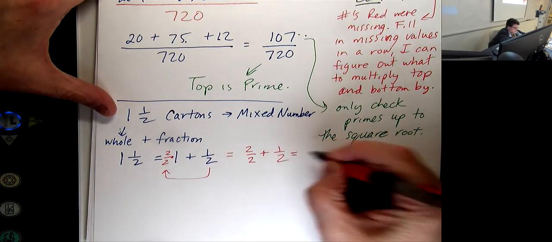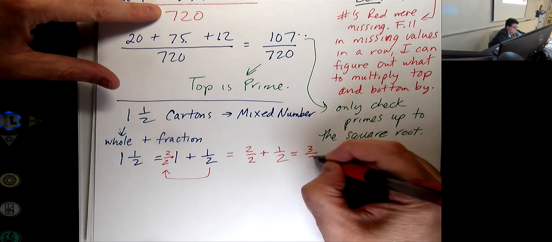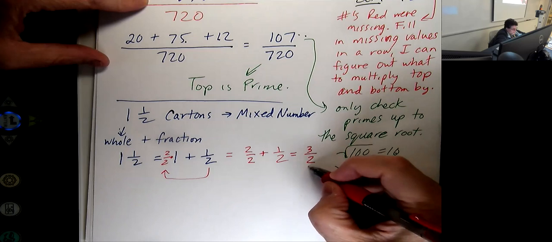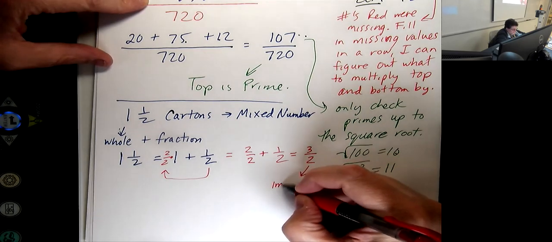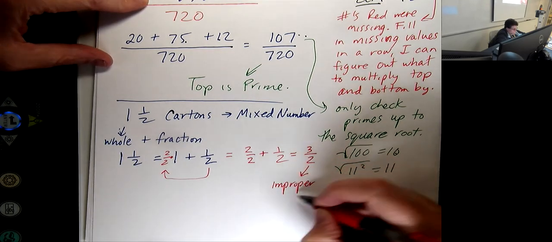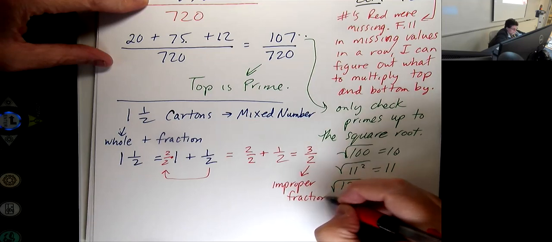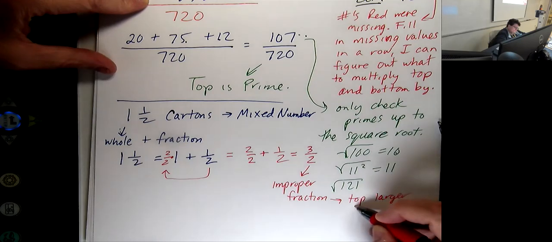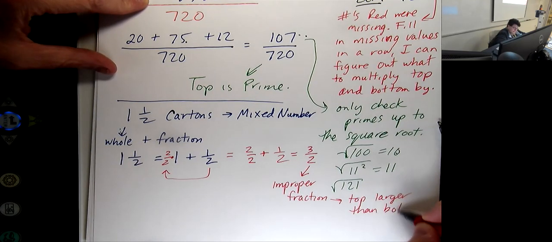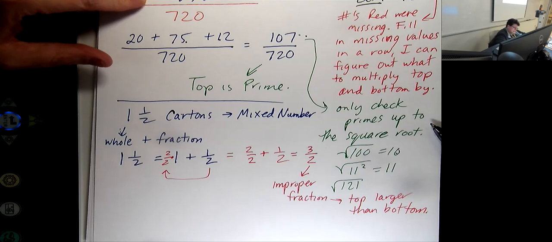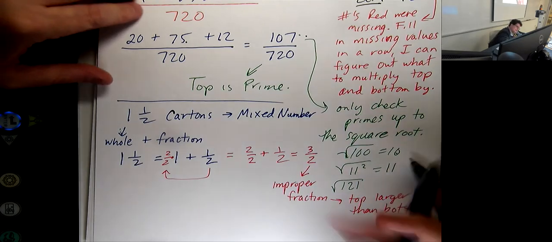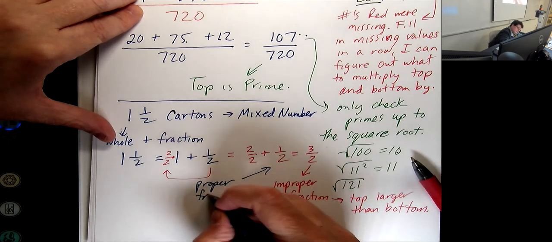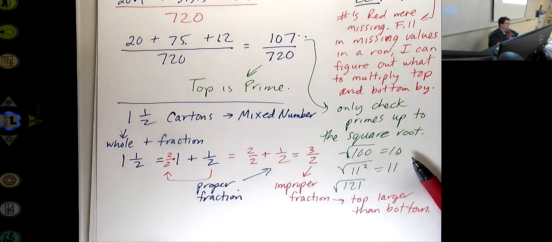And now I can do what we were saying earlier, add up the tops, leaving the bottom alone. 3/2, this is called an improper fraction. That is because the top is larger than the bottom. Whereas 1/2 is called a proper fraction, because it's the other way around. The bottom is bigger.